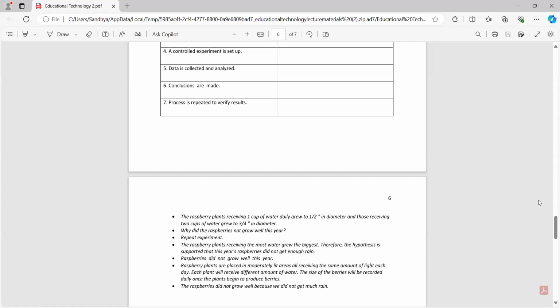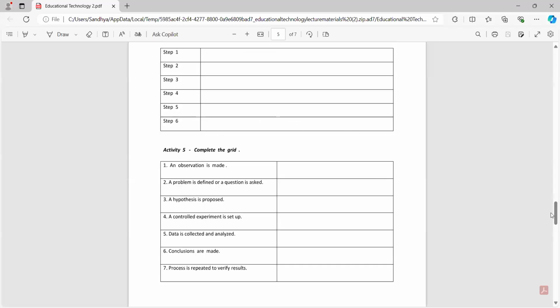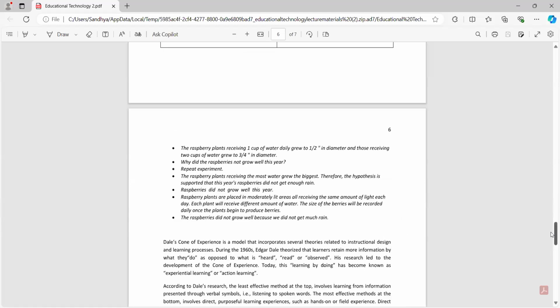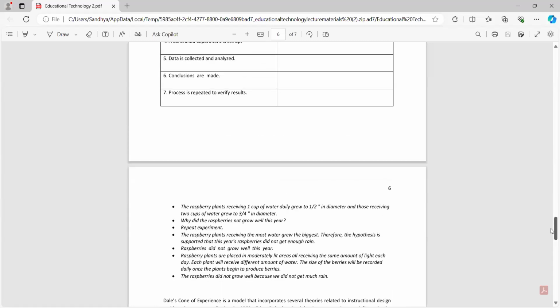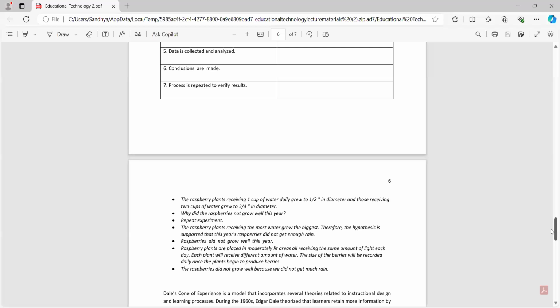It got stuck there. It's okay. Now these are the steps, seven steps. An observation is made, a problem is defined or question is asked, a hypothesis is proposed, a controlled experiment is set up, data is collected and analyzed, conclusions are made, and process is repeated to verify results. So this is done by students, okay? So this is the example. Can you match it with the stages of the scientific method?